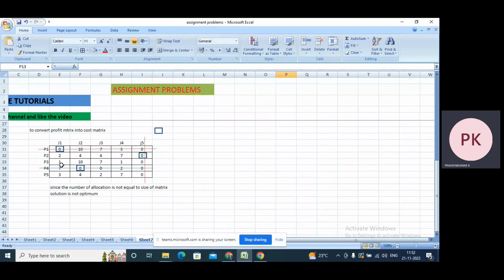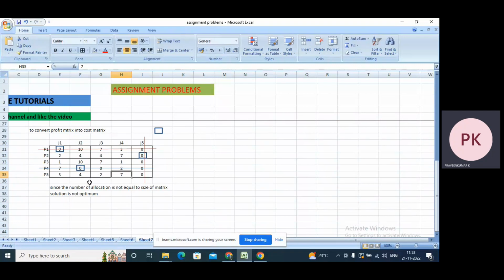So here, identify the minimum elements which are not cancelled. See, 2 is not cancelled, 4 is not cancelled, 4 is not cancelled, 7 is not cancelled. Similarly, 1, 10, 7, 1, 3, 4, 2, 1. So these elements are not cancelled. Select the elements which are not cancelled.